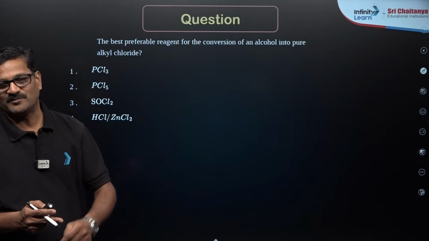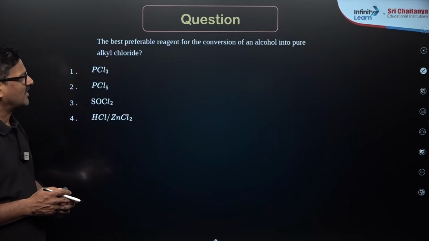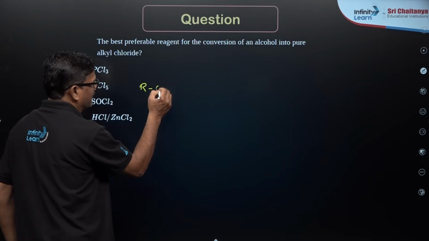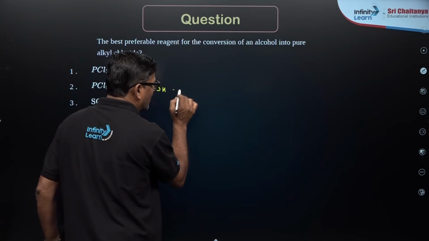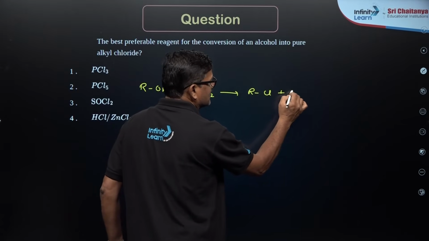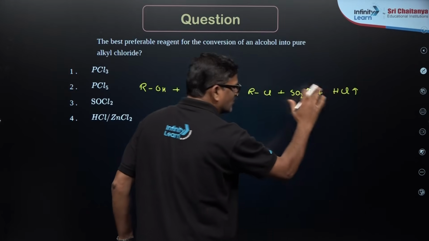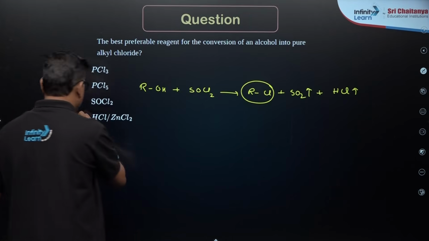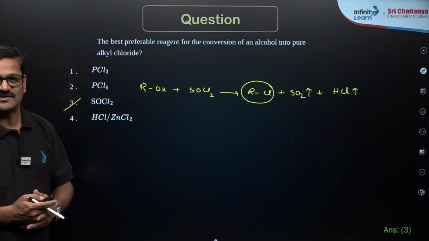Here it is a question from preparation of alkyl halides. Look at this, the best preferable reagent for the conversion of an alcohol into pure alkyl chloride. Alcohol can be converted into alkyl chloride, but I prefer thionyl chloride, SOCl2, because it gives rise to RCl plus SO2 and HCl. So the byproducts are going to be expelled out of this container. So recovery of the alkyl chloride is going to be the best suitable method, and the answer C is the correct answer for this question.